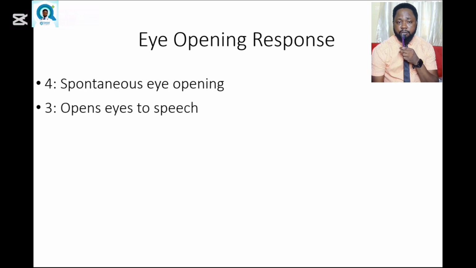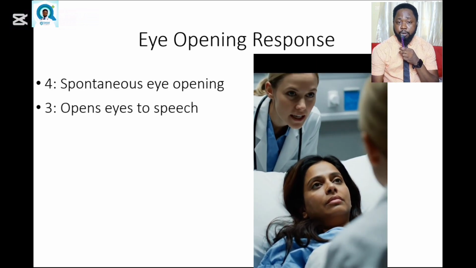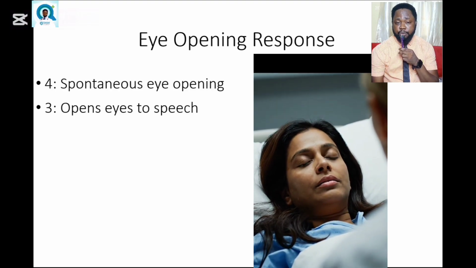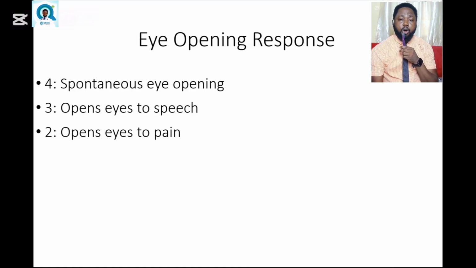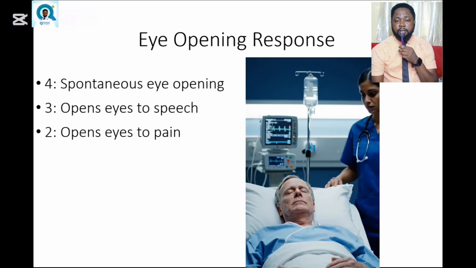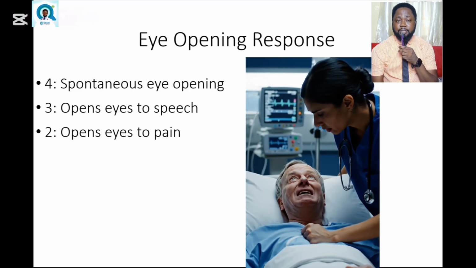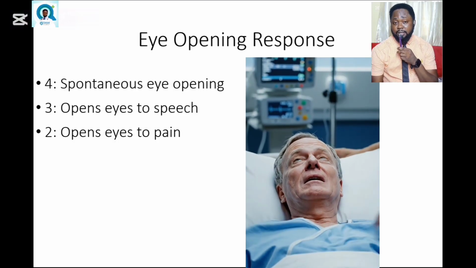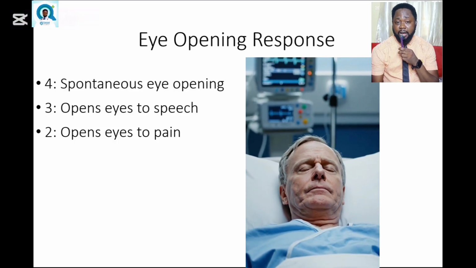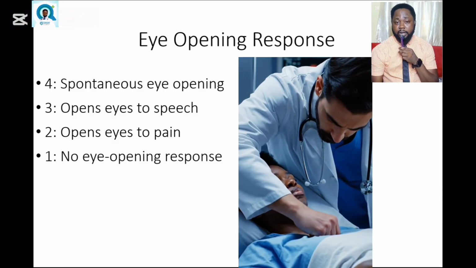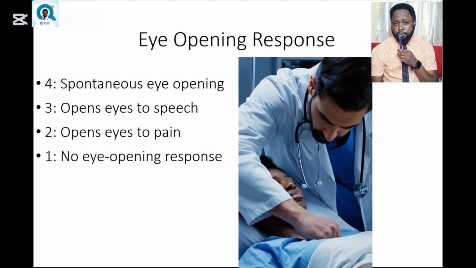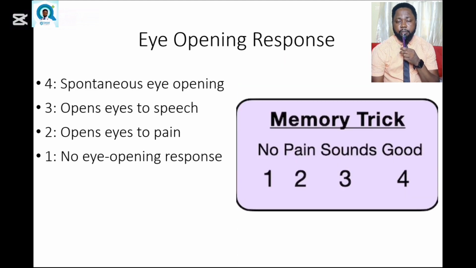The score of 3 is given when the patient opens their eyes to speech. In this case, the patient is able to open their eyes to sound. The score of 2 means that the patient opens eyes to pain. That is, the patient is only able to open their eyes when pain is inflicted. The score of 1 is given when there is no eye opening response at all. This mnemonic on the screen may be used to remember the eye opening response component of the GCS.